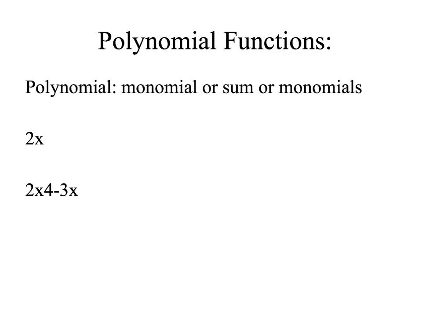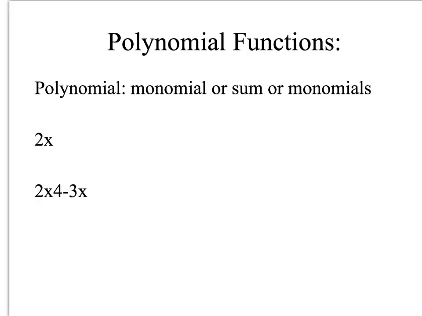The 2x is a monomial, and unfortunately, the formatting on this got a little wonky. This should be 2x to the fourth minus 3x. That's a sum of monomials. So monomials are going to be a variable, a coefficient, they can have an exponent, but they're separated by addition and subtraction.